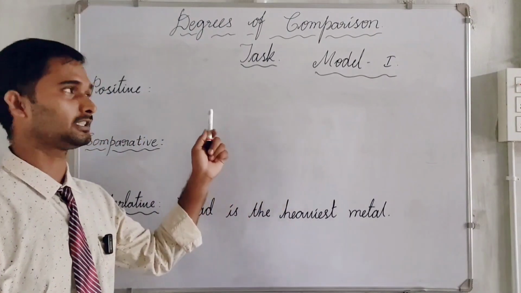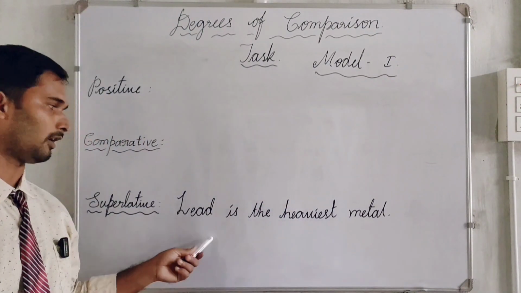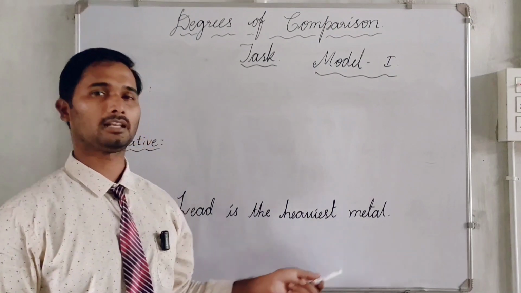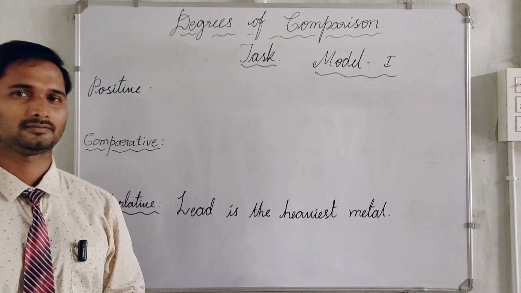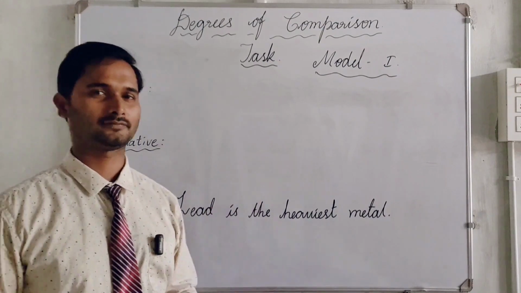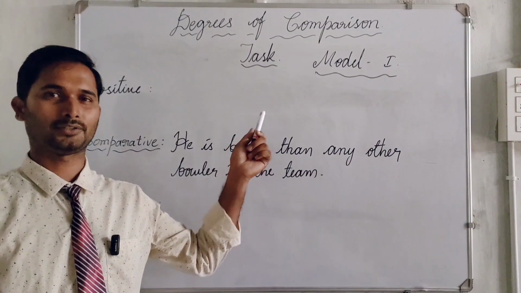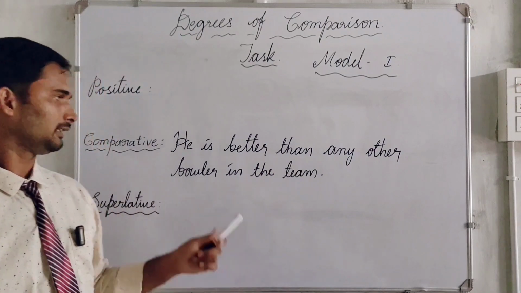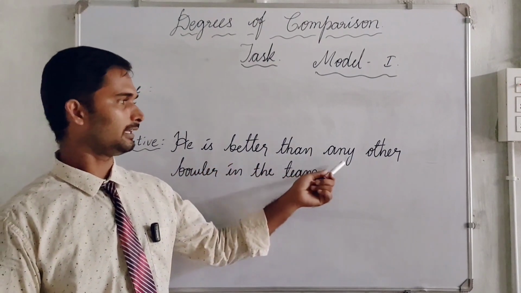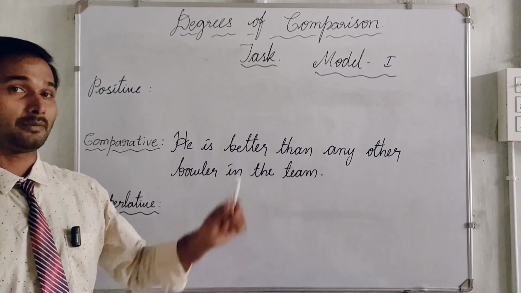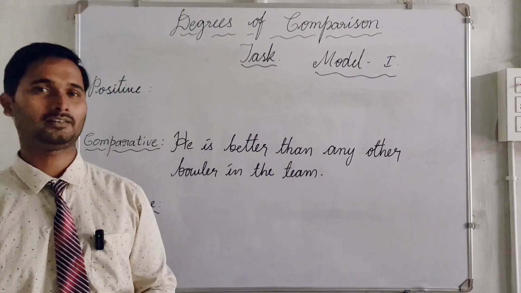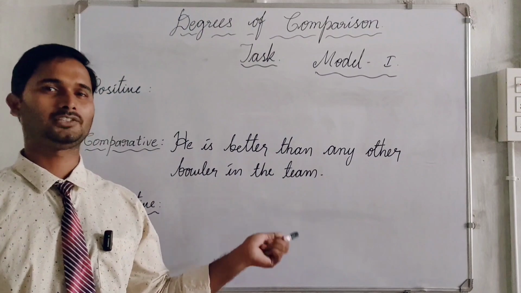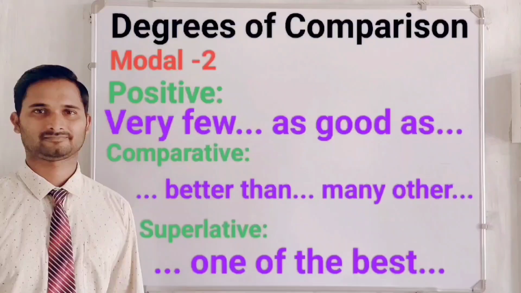Here is another task of model 1, the superlative form. Lead is the heaviest metal. Can you get the comparative and the positive forms? Comment them in the comment box. Here is another task for you of model 1. The comparative form. He is better than any other bowler in the team. Can you get the positive and the superlative forms of it by using the model number 1? Answer all three in the comment box.